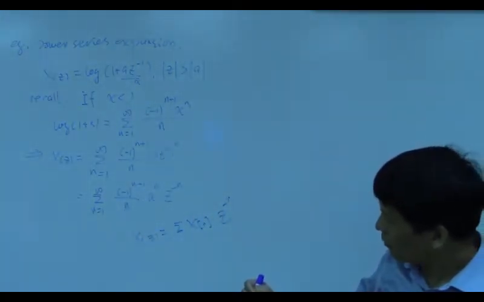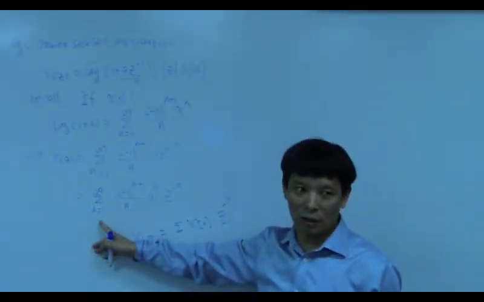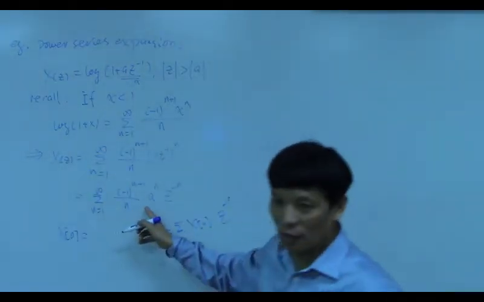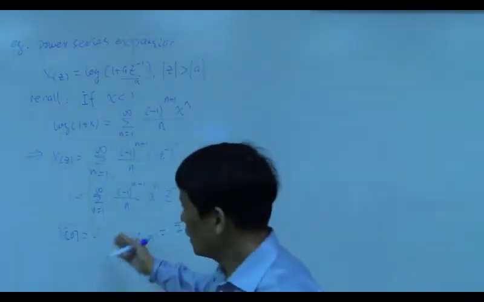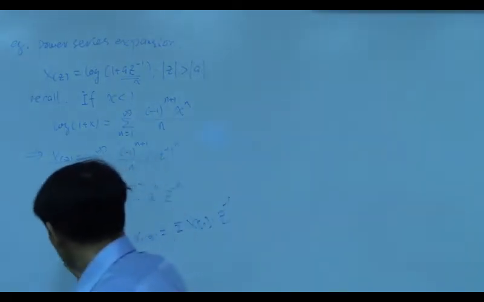What's the leftmost value? Because this starts from 1, that means we do not have any term when n equals 0. So that means x[0] equals what? Equals nothing, right? We don't have this, so it equals 0. And before that, we don't have anything. Right? Then x[1] equals what?